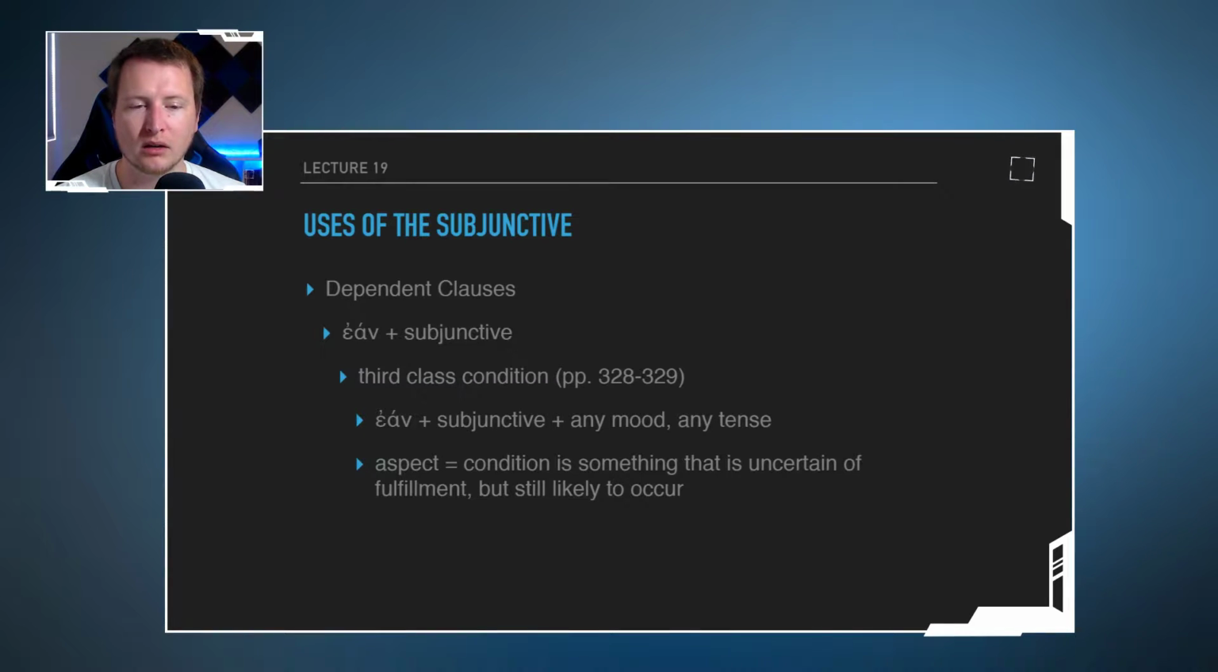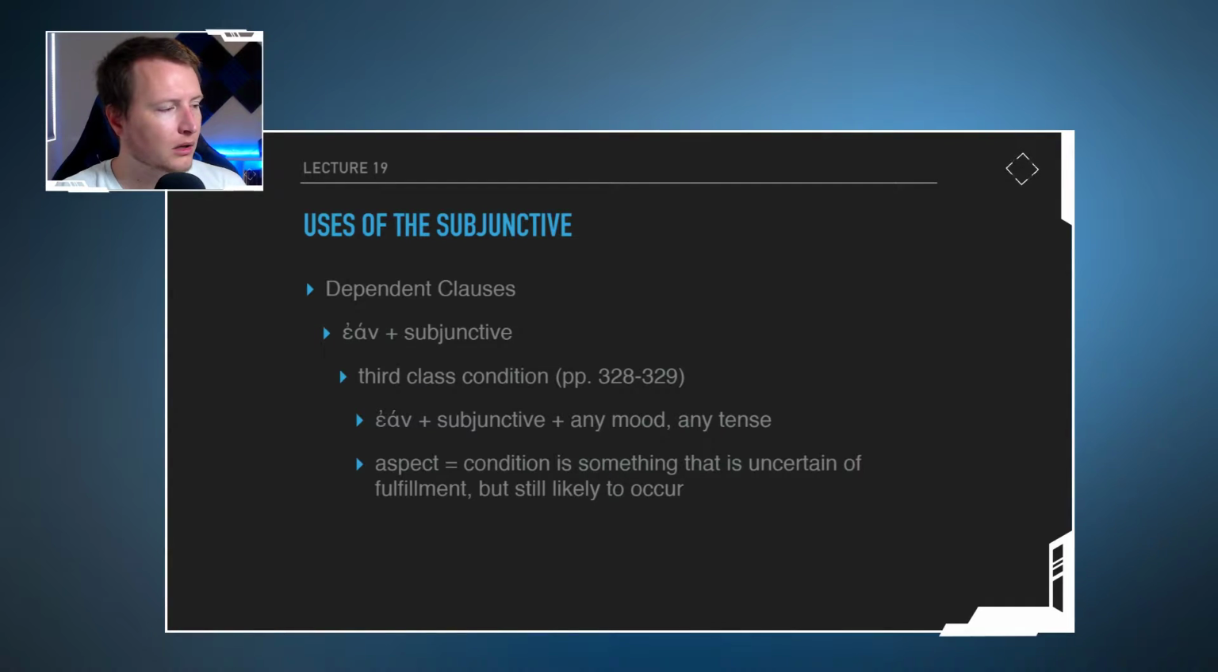What is the aspect? Well, keep in mind that eán plus subjunctive plus any mood, any tense, is how you form the third class condition. So you'll have eán plus subjunctive in the protasis. You'll have any mood, any tense in the apodosis. It could be indicative, subjunctive, future, anything like that. The aspect is the sum total of this third class condition: it's giving us a condition that is uncertain of fulfillment but still likely to occur. Okay?